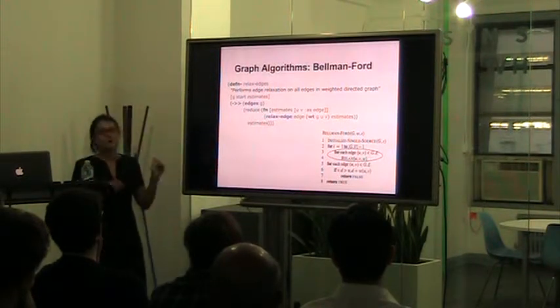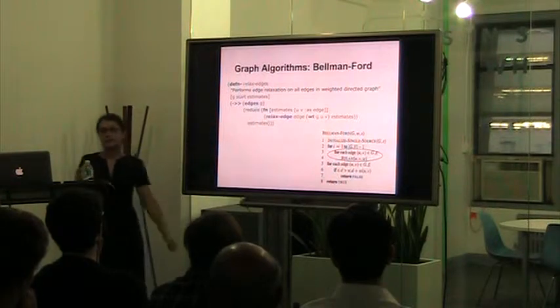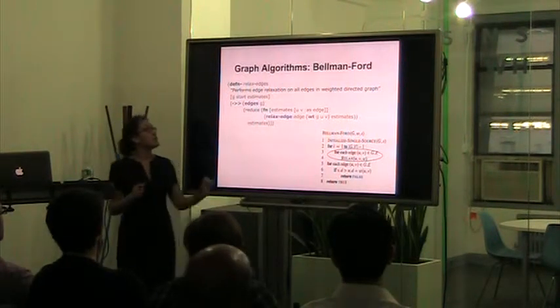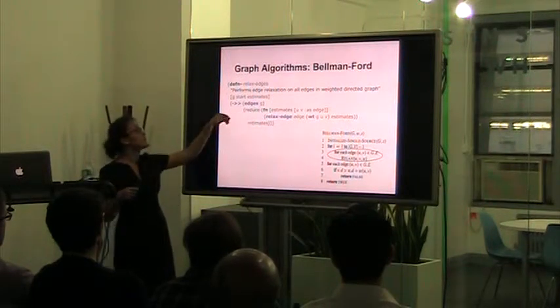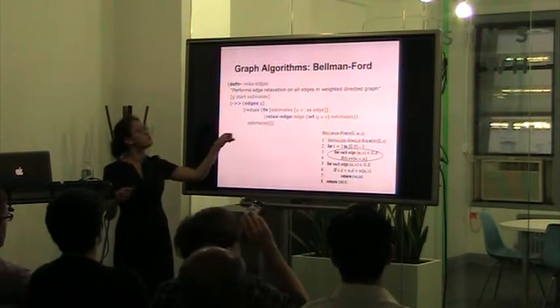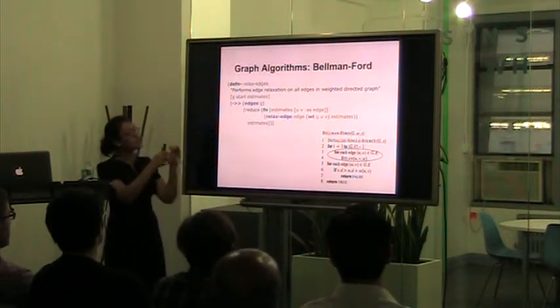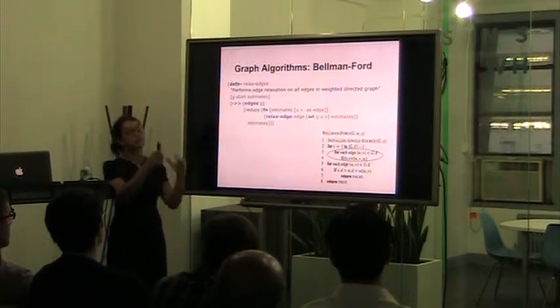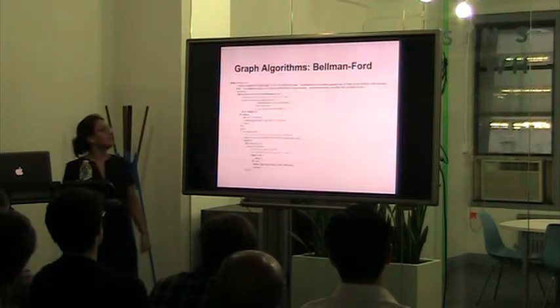For those of you not familiar with Clojure, the double arrow symbol that you see is the thread-last macro, which takes a form, edges of g, so the edges of the graph, and then puts them as the last argument in the function reduce. So now what we have here is we iterate over all the edges, and then we reduce them and update our estimates map. All right.